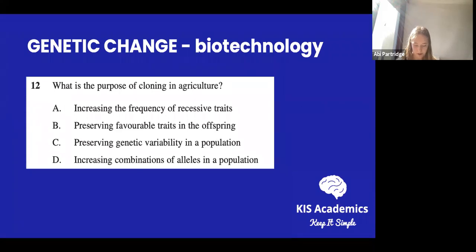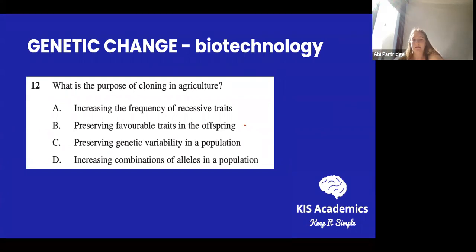So the purpose of cloning in agriculture. The first one is saying increasing the frequency of recessive traits. It may do that if you were cloning organisms with recessive traits, but that's not the purpose of cloning. The purpose is B, so you're wanting to keep favorable traits.